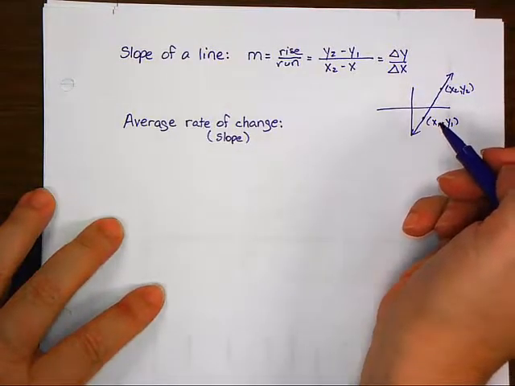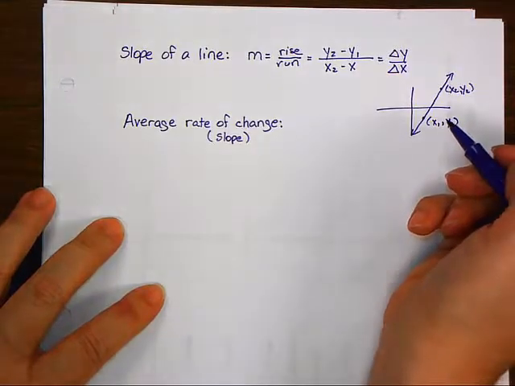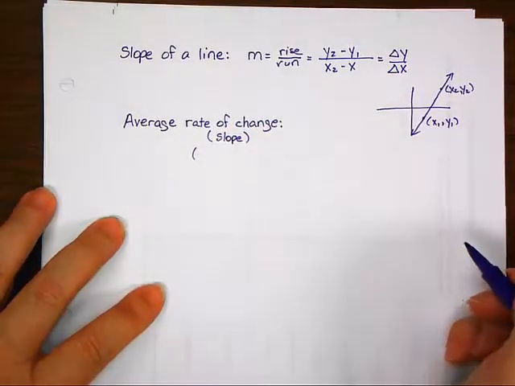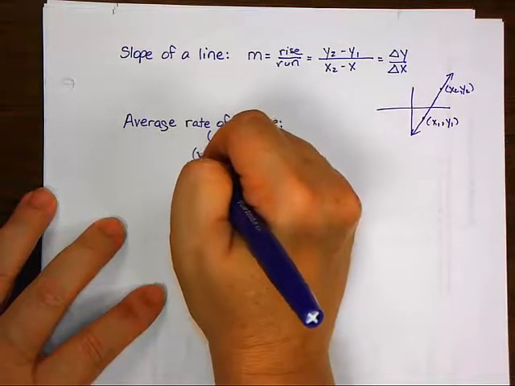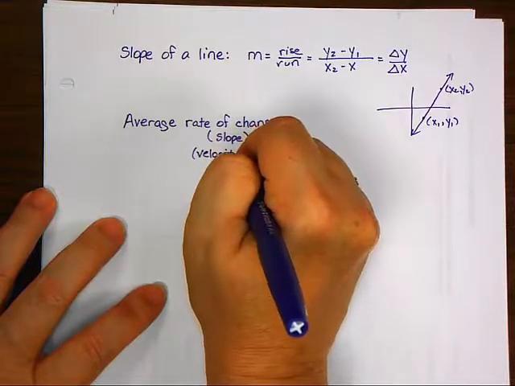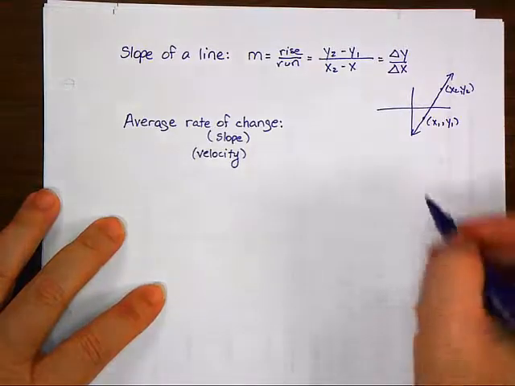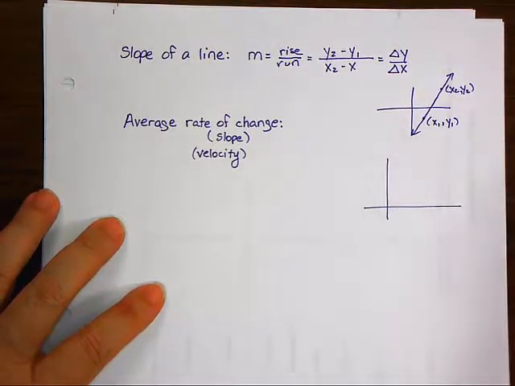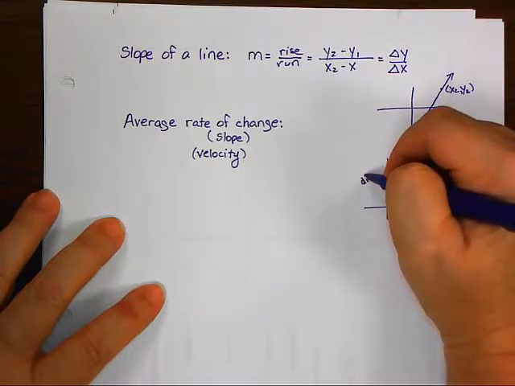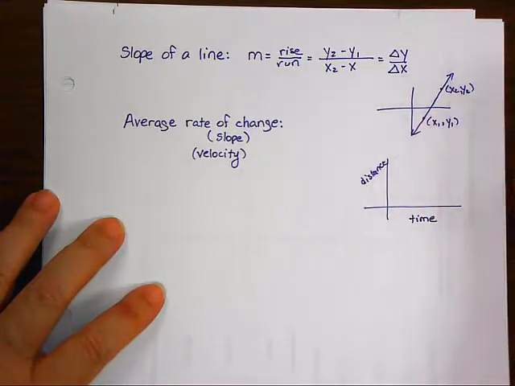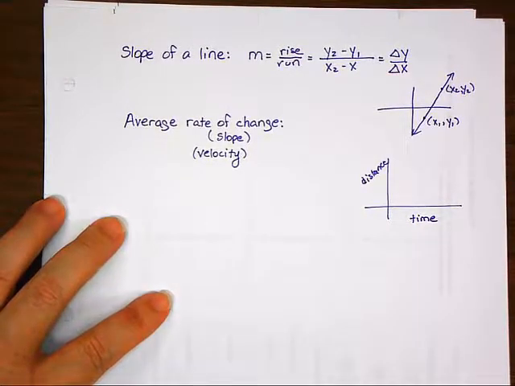So the rate of change formula is very similar to the slope formula. Just uses different letters. And in science, what is another word for rate of change? Velocity. So this formula is for average rate of change or average velocity as well. So I'm going to do this more of a graph like this. So if this is time and this is distance, let's say you're driving to Houston.